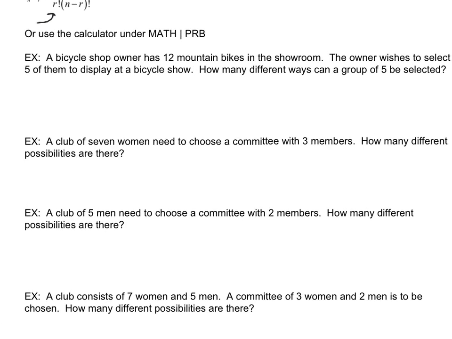So let's look at this first example. A bicycle shop owner has 12 mountain bikes in the showroom. The owner wishes to select 5 of them to be displayed at a bicycle show. So we just want 5 of the 12. So we don't really care what order they're in. We just want to pick the 5 out of the 12. How many different ways can a group of 5 be selected? So that's going to be 12C5, which, using the formula, is n factorial over r factorial times n minus r factorial.